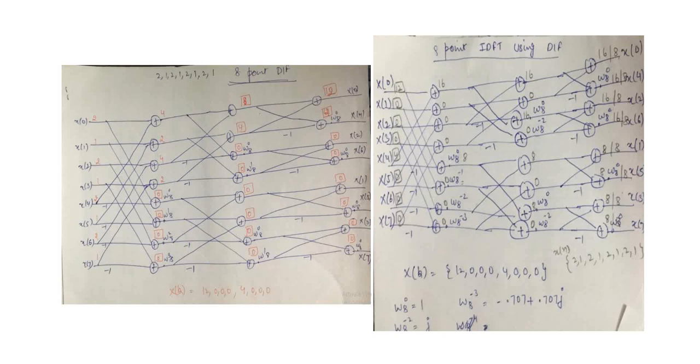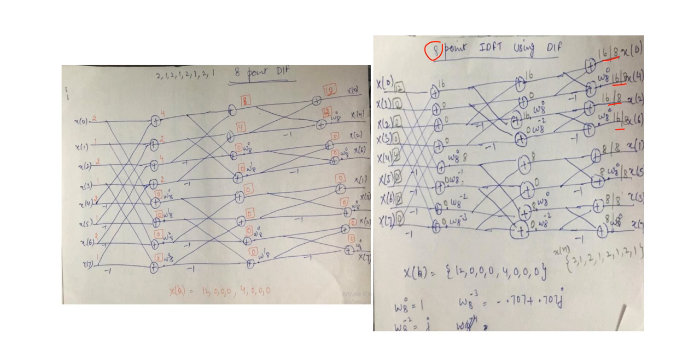What are the differences between DIF and IDFT? First, you have to multiply the input sequence or the output sequence by 1/N. Here in case of IDFT, we multiply this by 1/N. N is 8 as we are performing 8-point DFT. So we multiply the output sequence by 1/8.